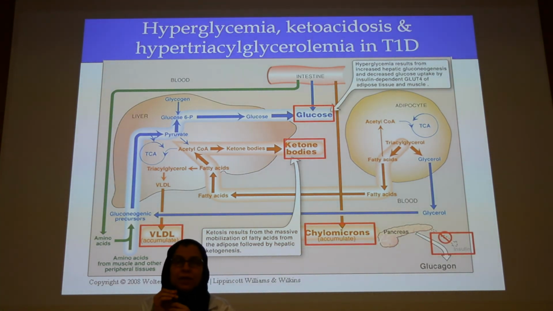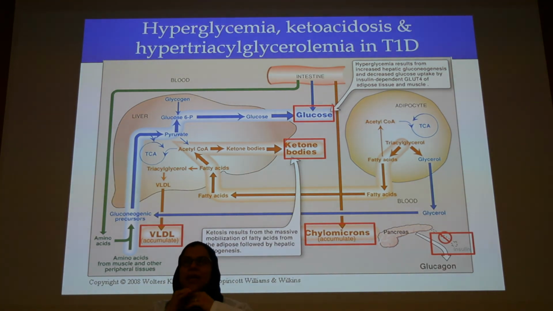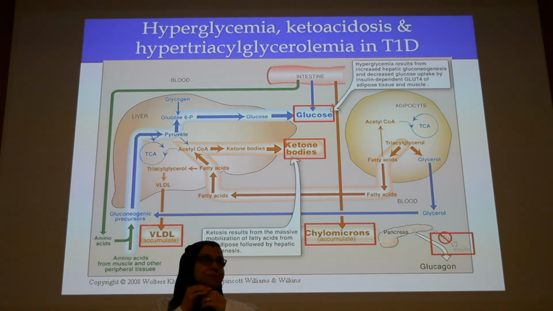Oxaloacetate is used in gluconeogenesis. Yeah, but why do we have too much acetyl-CoA? Why is the Krebs cycle not coping? Why too much Krebs cycle? Because we need ATP.